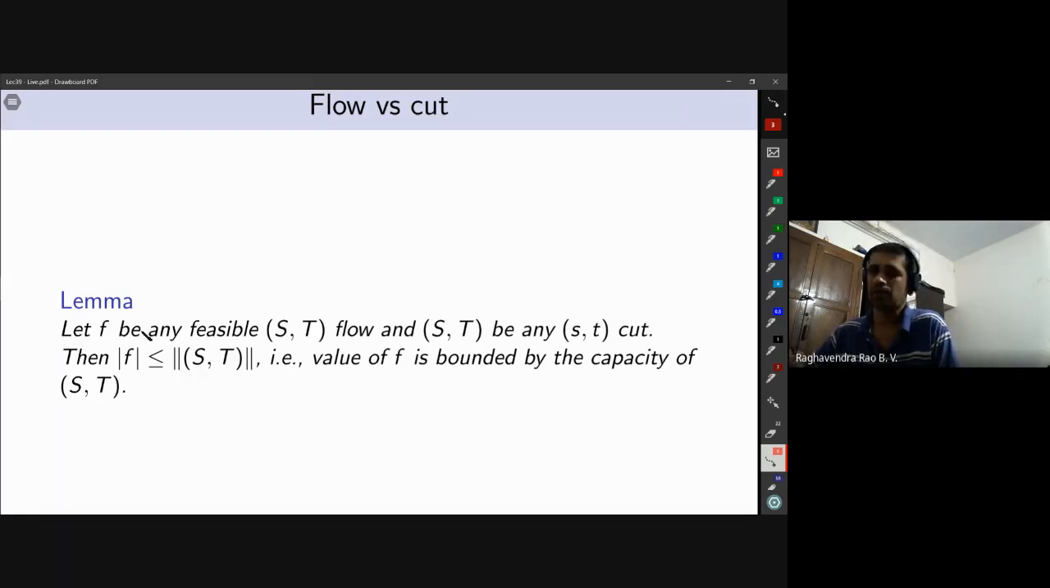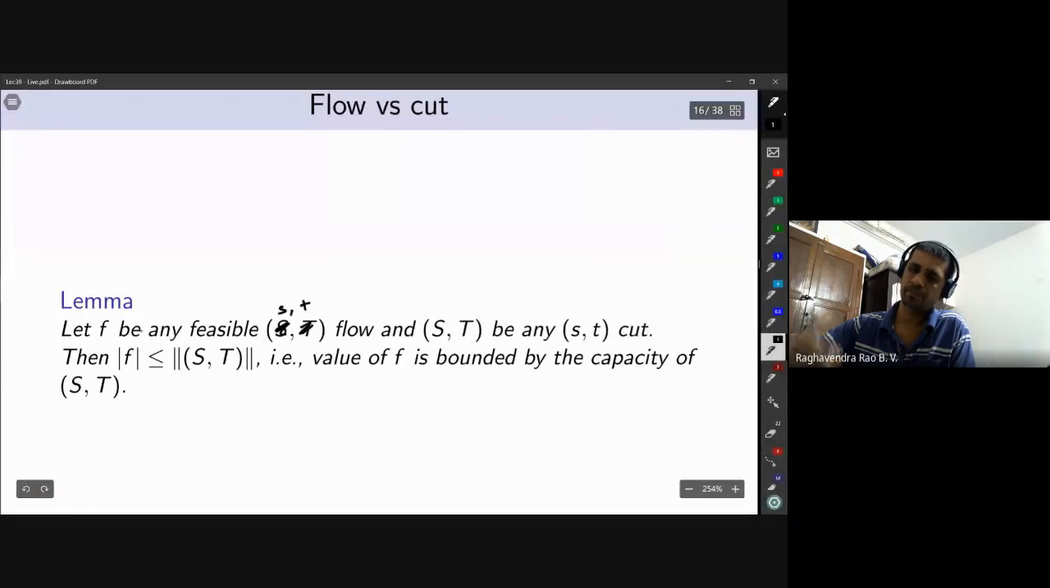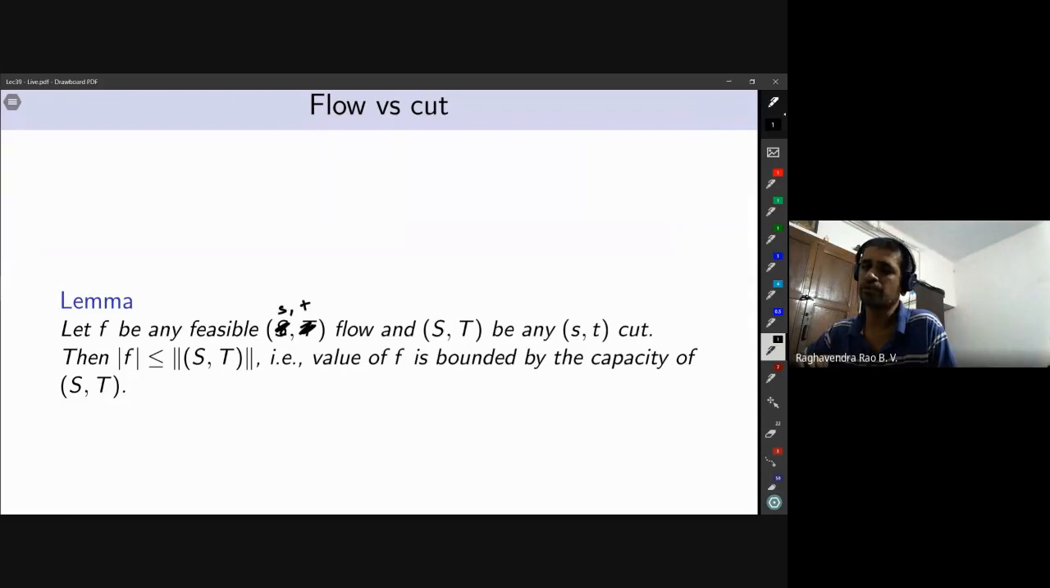Okay, so let's start relating value of flow versus weight of cut. We'll start with a simple lemma. It basically says if you take any feasible S2T flow, and consider any S2T cut, then we can show that the value of flow cannot be more than the weight of the cut, or capacity of the cut. That is, flow at any point of time cannot be more than the size of the cut.